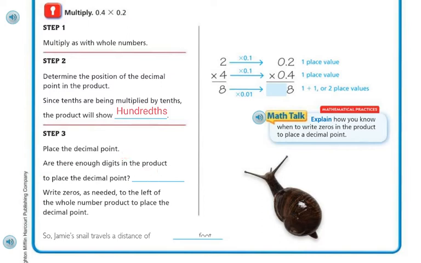But are there enough digits in the product? If the decimal is right here and I move it over one place, there's not enough. So we write zeros as needed to the left of the whole number of the product to place the decimal point. It's in the hundredths position, so that's 1, 2 places. I'm going to need to add a 0 here before I can put my decimal. So Jamie's snail travels a distance of 0.08 foot, or 8/100ths foot.